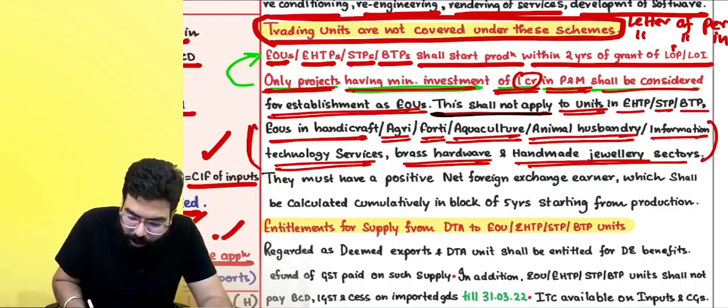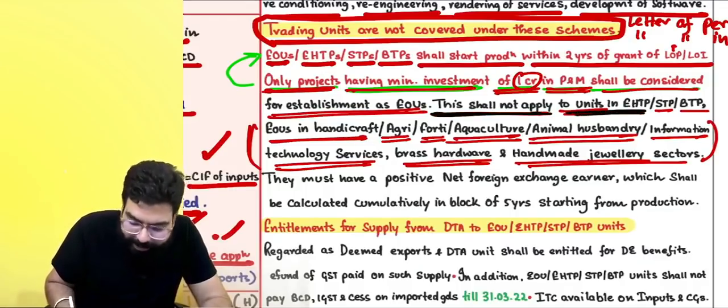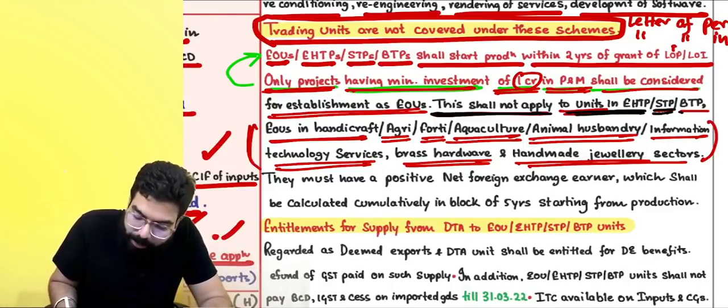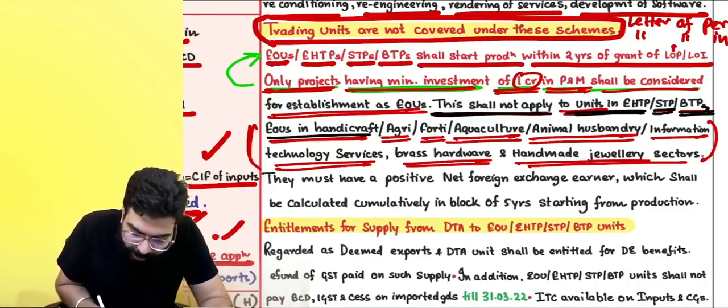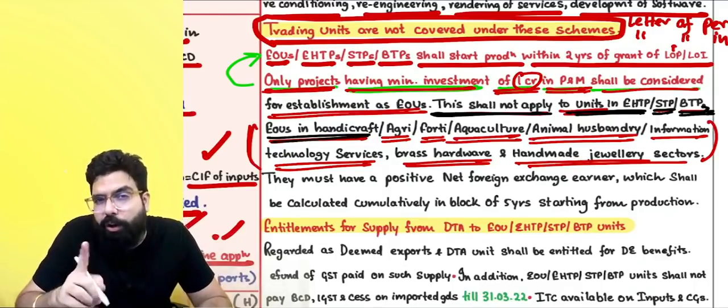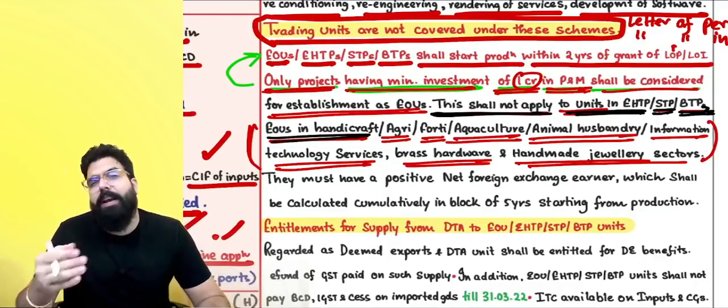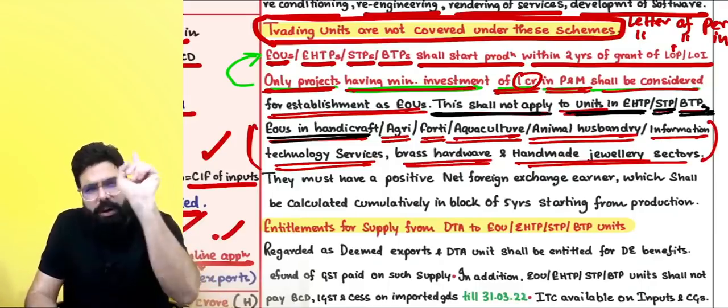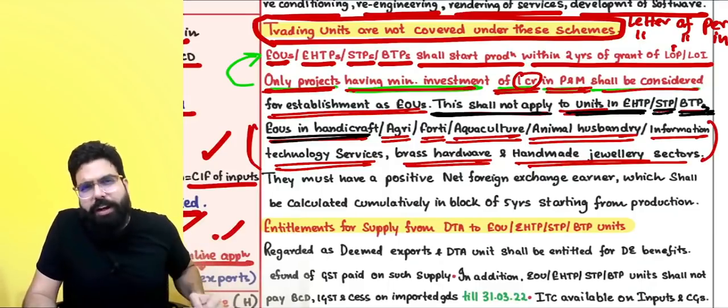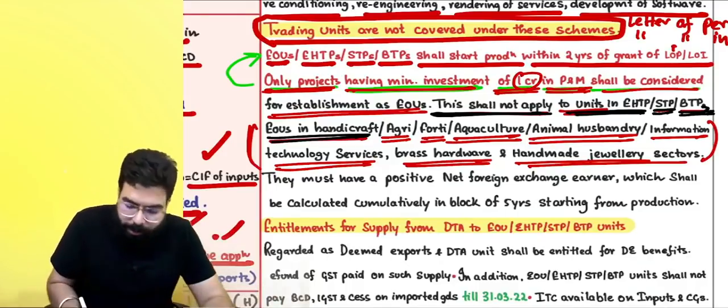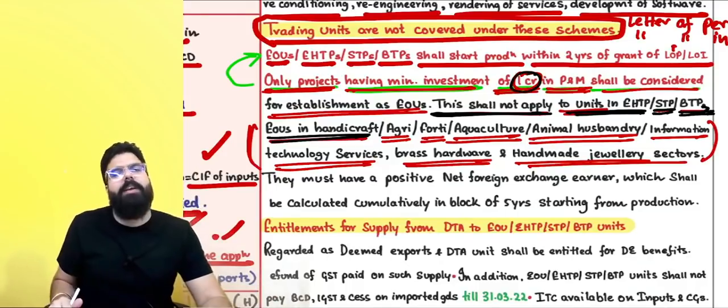Now they are telling, sir, this shall not apply to whom? Units in ESTP, Software Technology Park, Biotechnology Park, EOU, export oriented unit which is in hardware, which is in handicraft. Tell me, will they invest 1 crore rupees? If I am an export oriented unit, I am making handicraft goods and giving. In that scenario, 1 crore minimum investment in plant and machinery is not required.